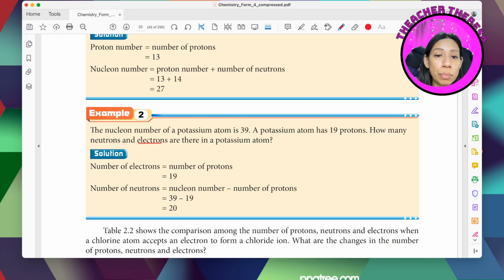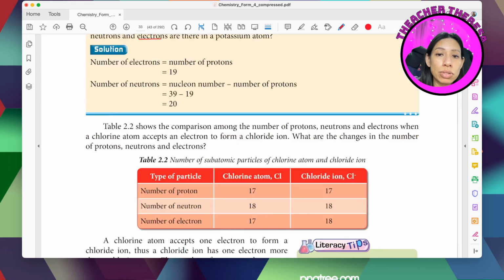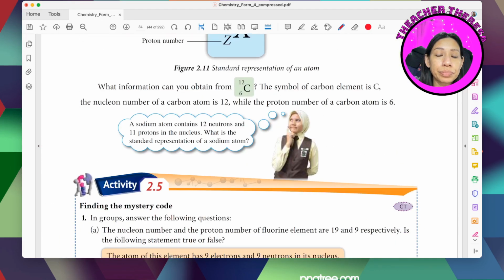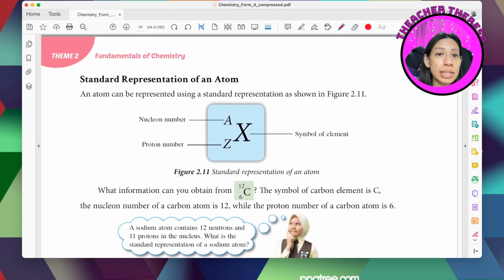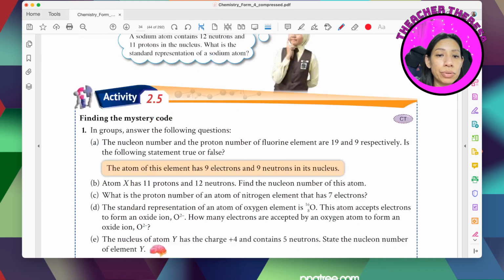Meaning that if you know the proton number, you will know how many protons, how many electrons, because every atom initially is neutral. Before they become stable, they are neutral. Neutral means they have equal numbers of electrons and protons. So that is what you need to know. Okay, this is a standard representation. You have A and Z. A represents your nucleon number and Z represents your proton number.